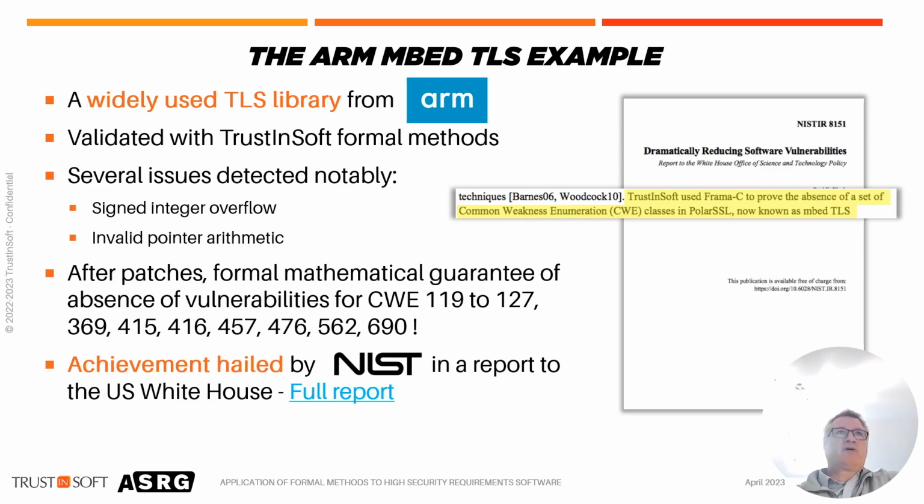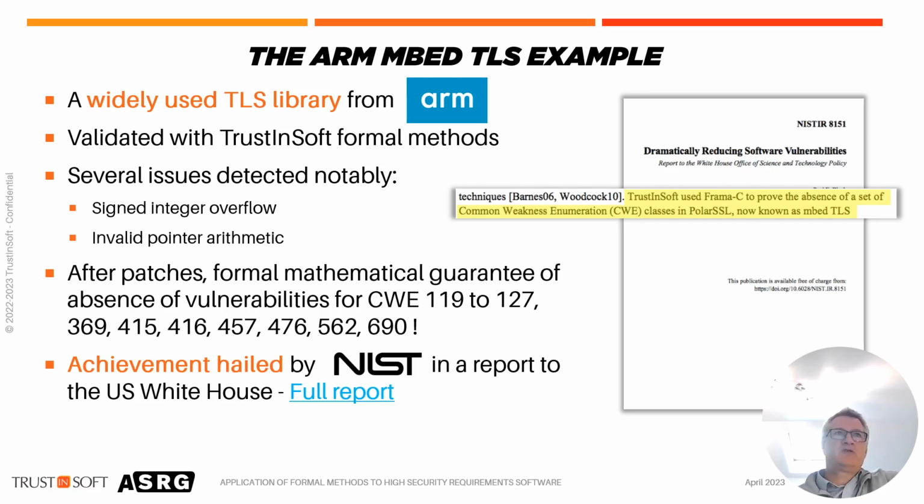Last example, I forgot this one, the ARM Mbed TLS example. Interesting because it's related to security. ARM Mbed, formerly known under a different name, PolarSSL, is a widely used TLS library that is now under the ARM umbrella. And it was validated with the TrustInSoft formal method, both in terms of technical robustness and also for some part on functional proof.